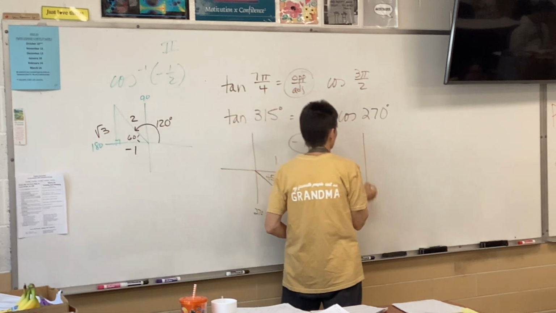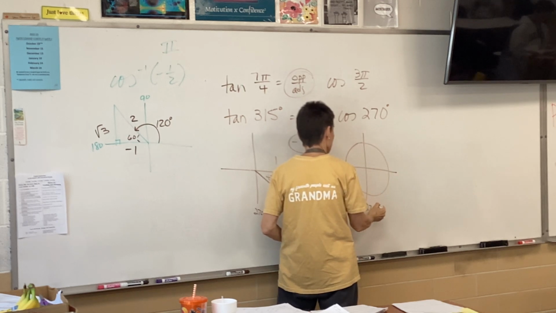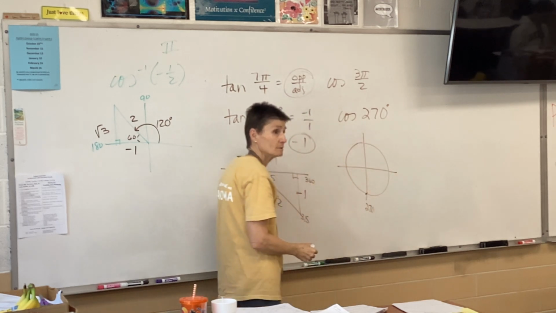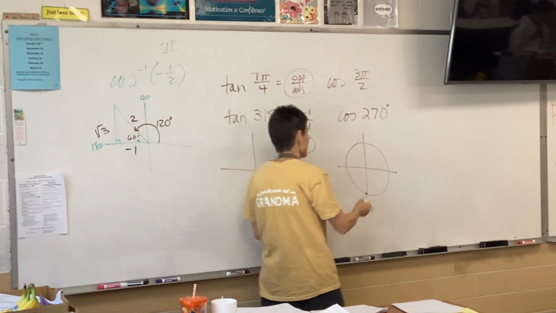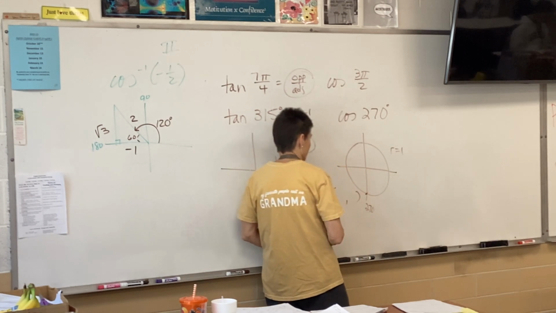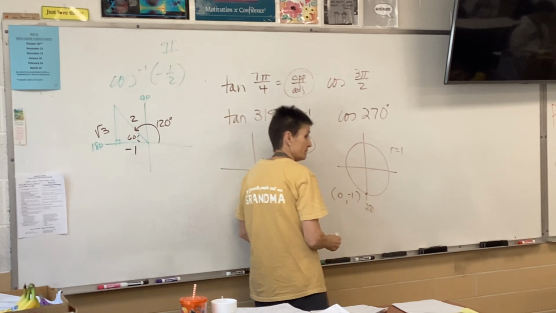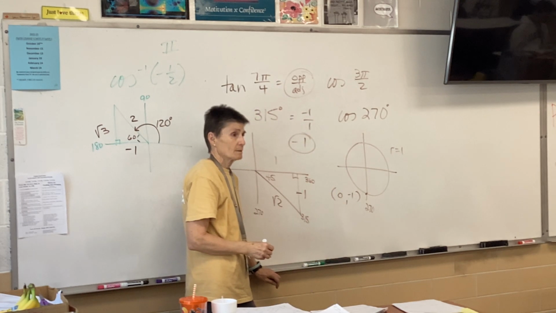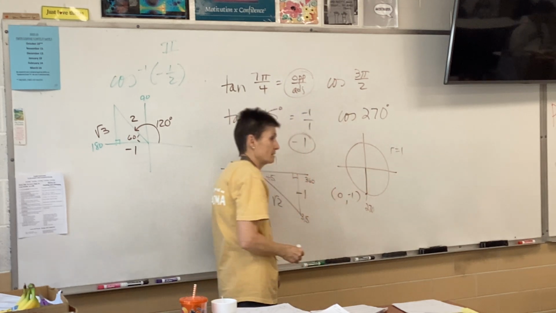All right, so here we go. I'm going to draw a circle because I know 270 is down here, right? Do you? If the radius is 1, what point is that down there? 0, negative 1. The radius is 1. We're going straight down 1 unit.